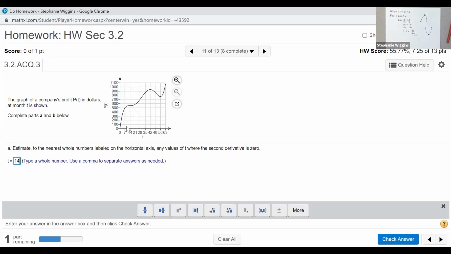Then I'm going to continue. Now it's concave up. And then notice here it's concave down. So it changes right at about here. And that on the x-axis is 28. So I'm going to type in 28 as well. And then moving right along, it's concave down, and then here it's concave up. So there's a change there, and it changes right at about this point. So if I go to the t-axis, it's at 49. So there you have it.